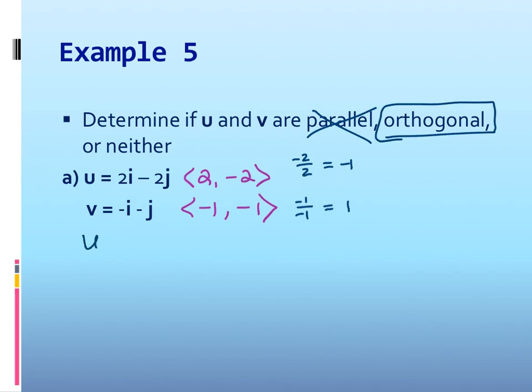And we can also test it with the dot product. So 2 times negative 1 is negative 2, plus negative 2 times negative 1 is positive 2. And the answer there is 0. So if the dot product is 0, or the slopes are opposite reciprocals, then it is orthogonal. If they were the same, it'd be parallel, and obviously if it's neither, it's neither.